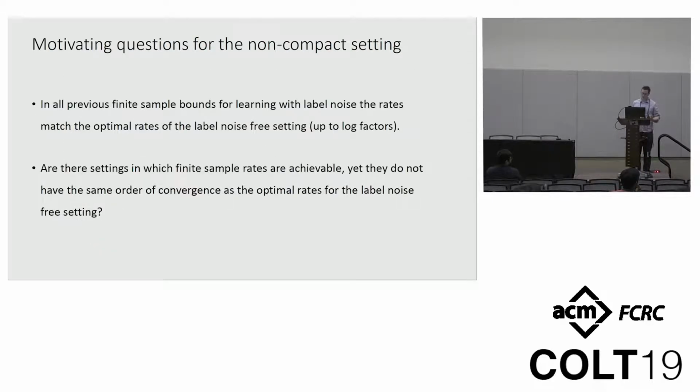So in all previous settings, we basically have some very strong assumptions on where we have the extrema of the regression function. And under these strong assumptions, we basically get back the same minimax optimal rates up to logarithmic factors as we had in the setting without label noise. And so a key question for us is, if we make less restrictive assumptions, are there settings where we can obtain finite sample rates? However, we learn at a strictly slower rate necessarily than the optimal rate for learning without label noise.